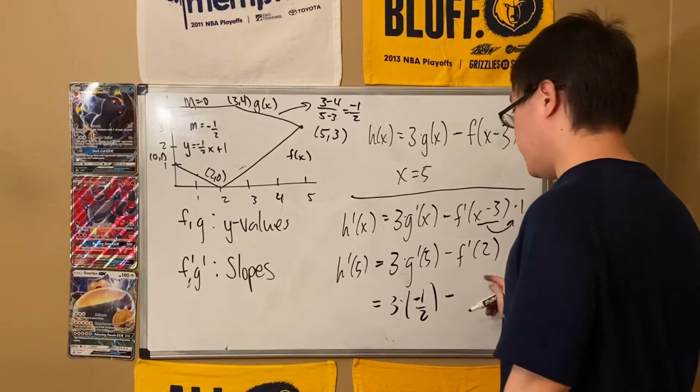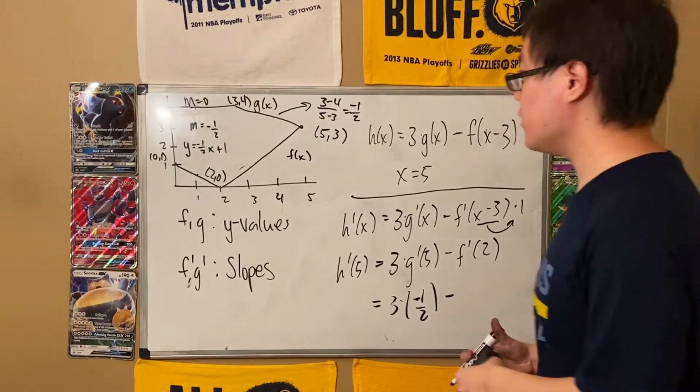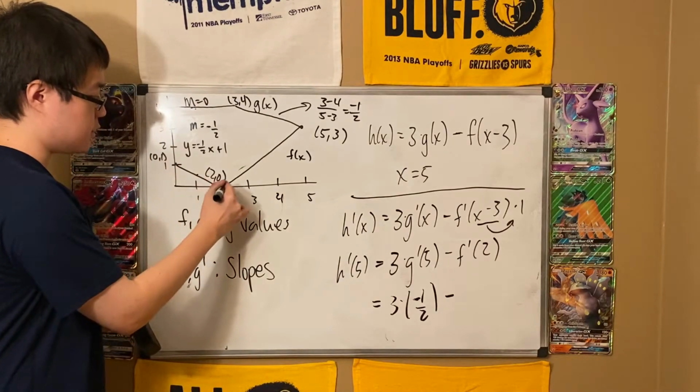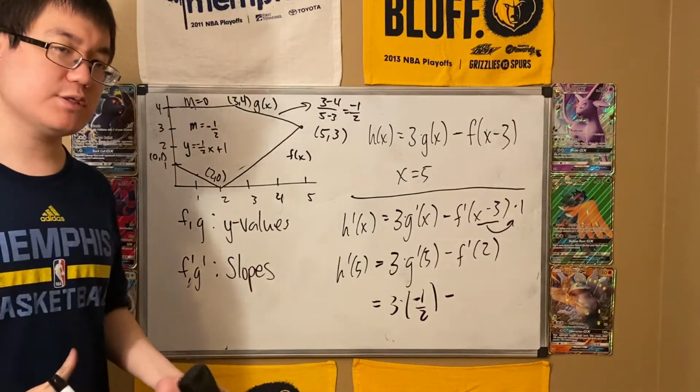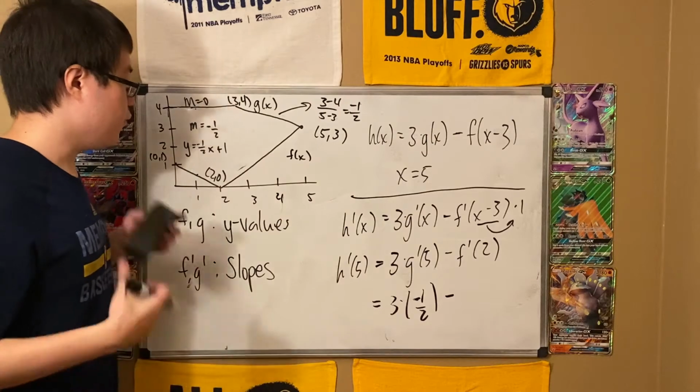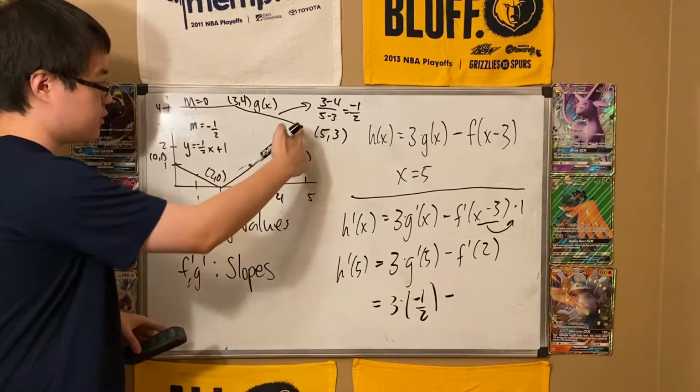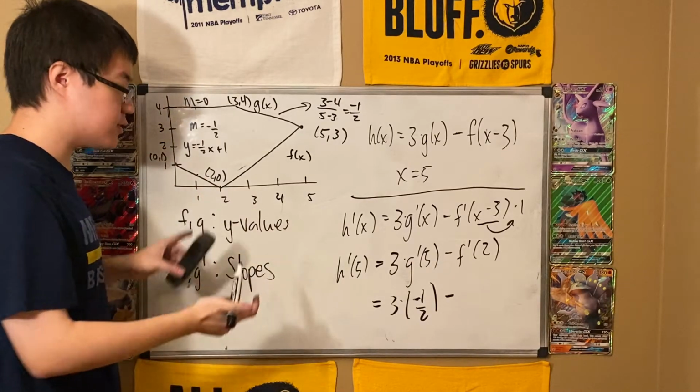Equals, and then we do f prime of 2. So we're not looking at 5 here, we're looking at 2. And 2 is kind of weird because 2 is a sharp point. So this is where the question becomes weird, because what is the slope at 2 of the function f? Here's my function f, here's the point 2, what's the slope?